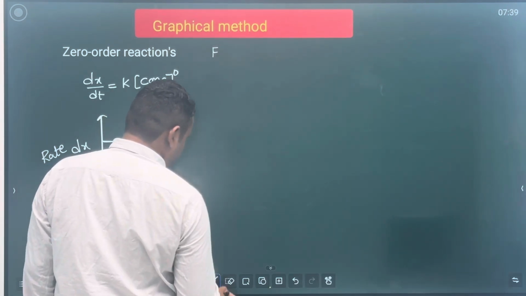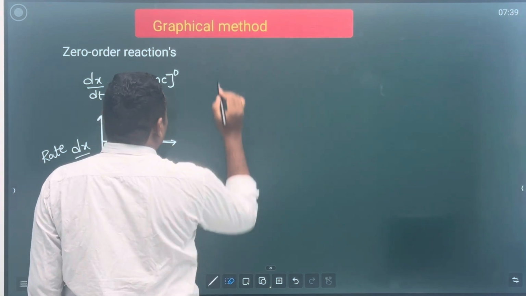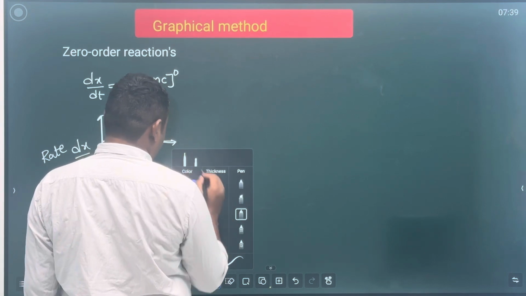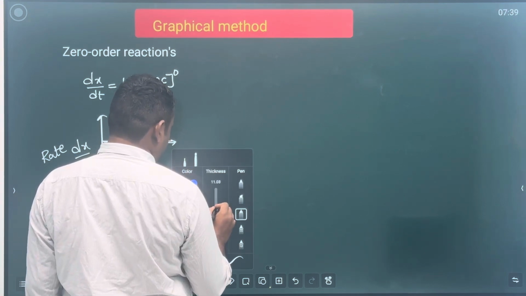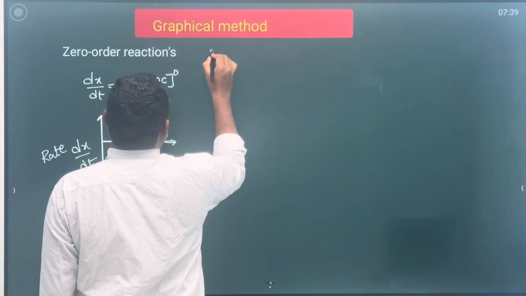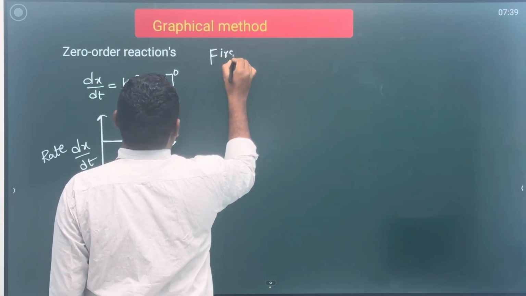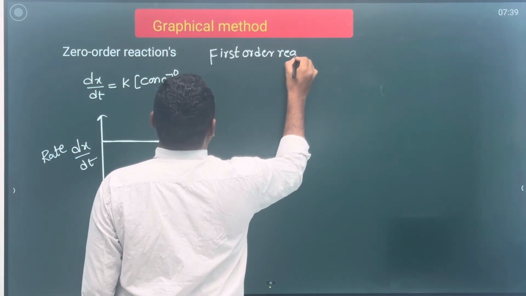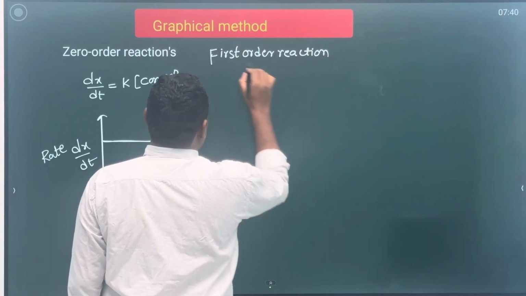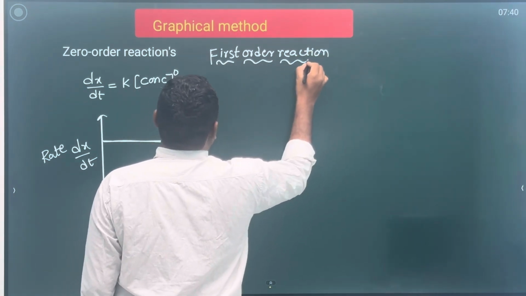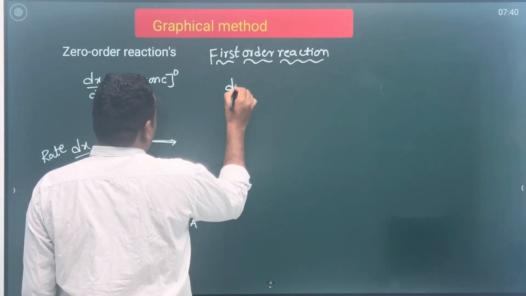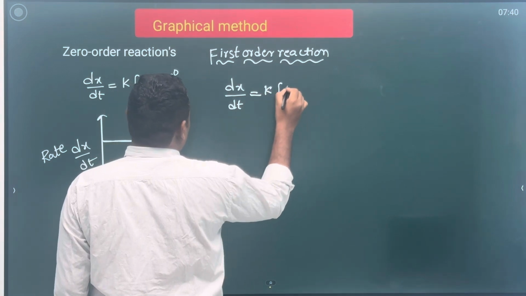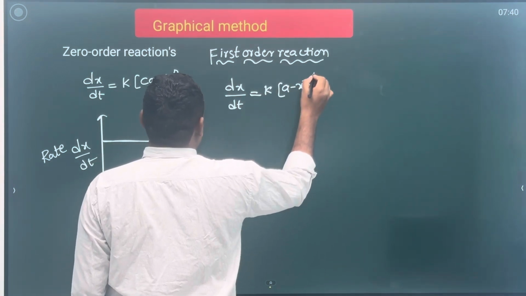First order reaction. So in first order reaction, how will we get the graph? We know in first order reaction, dx by dt is equal to k into a minus x power 1.